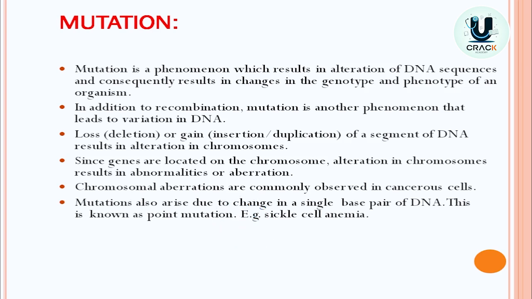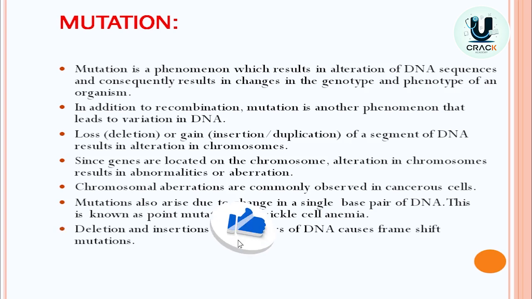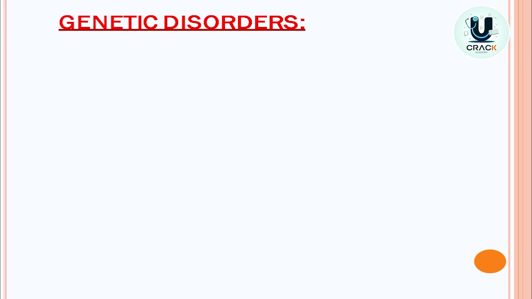Mutation also arises due to change in a single base pair of DNA. That is called point mutation, for example sickle cell anemia. Deletion and insertion of base pairs of the DNA cause frame shift mutation.